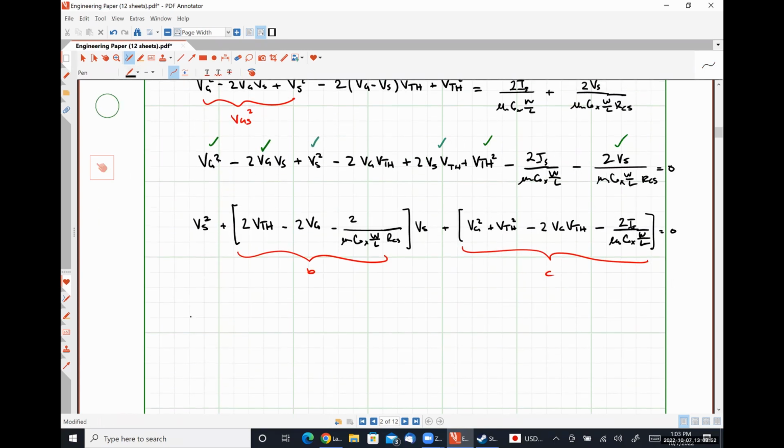So our source voltage VS is going to be negative B plus the square root of B squared minus 4C, all over 2. A couple of things here. The A term is the coefficient for the VS squared, so that's 1, so that's why I'm not bothering to write it. I'm also making an assumption that my source voltage shouldn't be negative in this case. So I'm throwing away the negative solution.